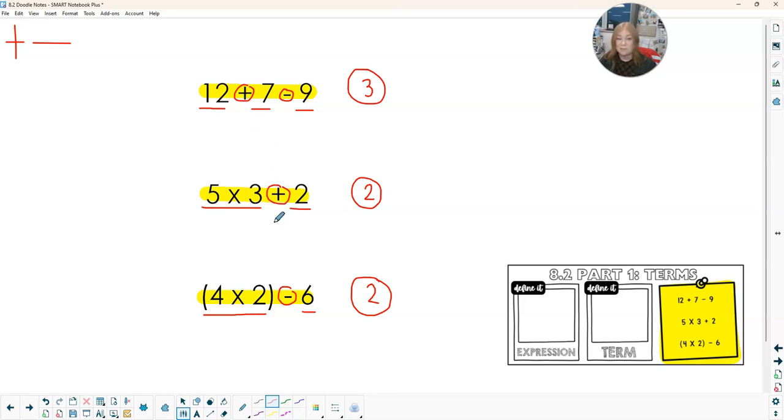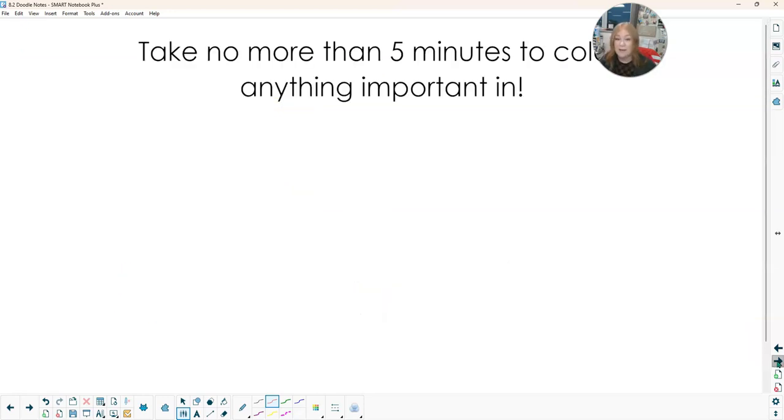So find your add and subtract and then break it up in between. Don't break up multiply and divide. All right, so go ahead, finish up your notes if there's anything you want to color in, or maybe you could go circle those add and subtract signs there. So get those notes finished up.